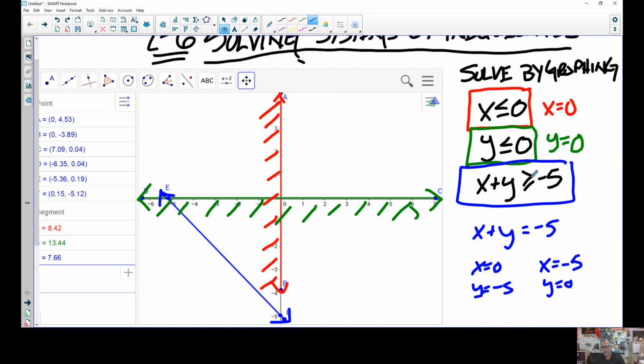Our boundary line, again, is solid because of that. Now we have to look at shading this one. This one's a little more work because we have to look at either this side or this side. So I'm going to pick a point, say 0, 0. If I put the point 0, 0 into the original inequality, I would have 0 plus 0 is greater than or equal to -5. And that's true. 0 is greater than -5. So that means everything on this side of the line would be shaded.